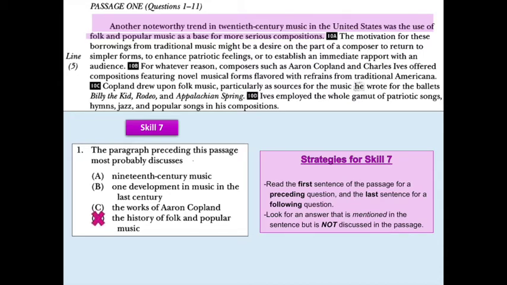No, it talks about these two genres, but the first sentence does not talk about the history, and it focuses on 20th century music in the United States. So B, one development, that's another way to say a noteworthy trend in music in the last century. The 20th century is in the last century. So B is our answer.